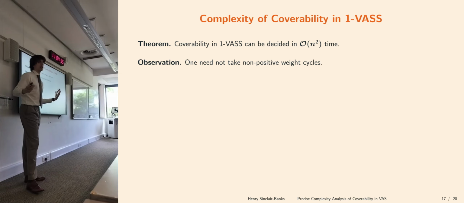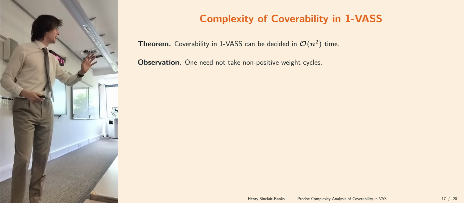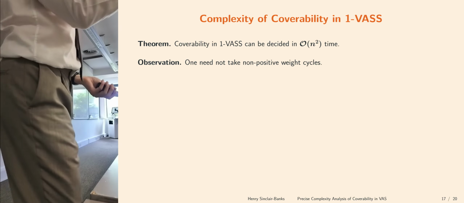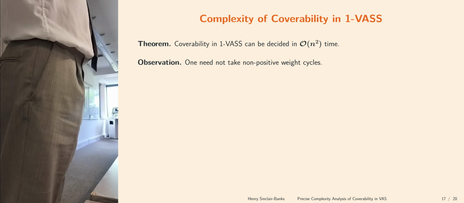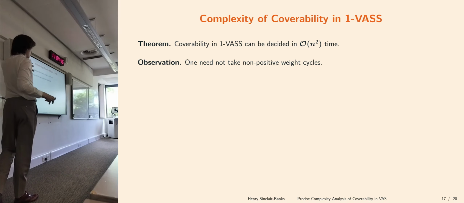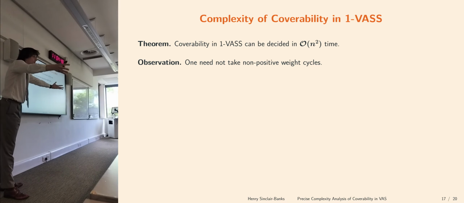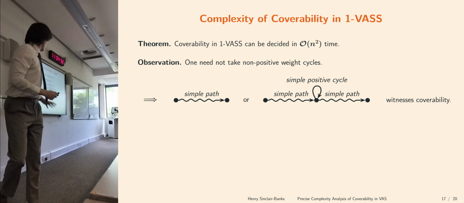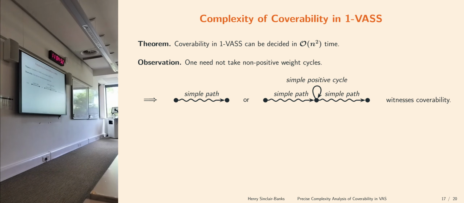I took a negative cycle. I was better off never taking that cycle. I told you earlier about this monotonicity property. If I just bin the cycle out of my run, then I still have a run and I've got a higher counter value. And for coverability, this is great. I just want to reach at least the target. And so this implies the following.